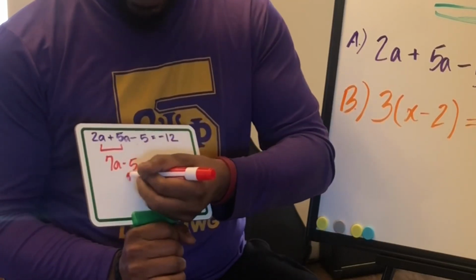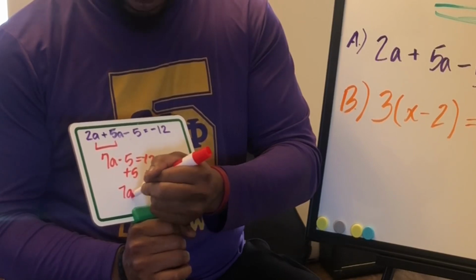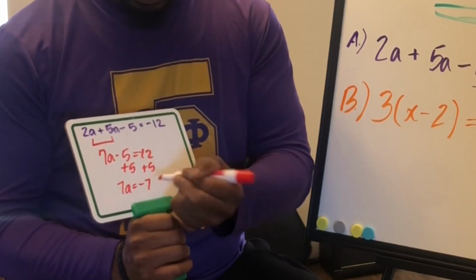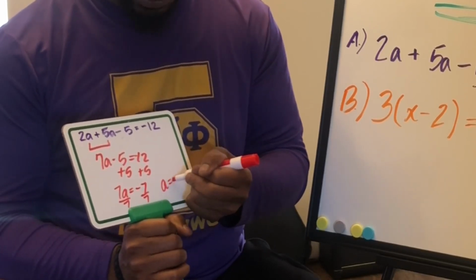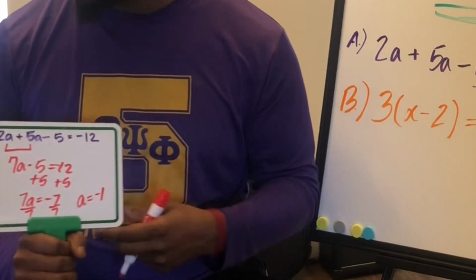So now I want to add 5 to both sides. So I'm left with 7a on my left, and then negative 12 plus 5 is negative 7. Last step is to divide by 7, so I get a value that a equals negative 1. I'm going to show you a cool way to check this using Desmos in a few.